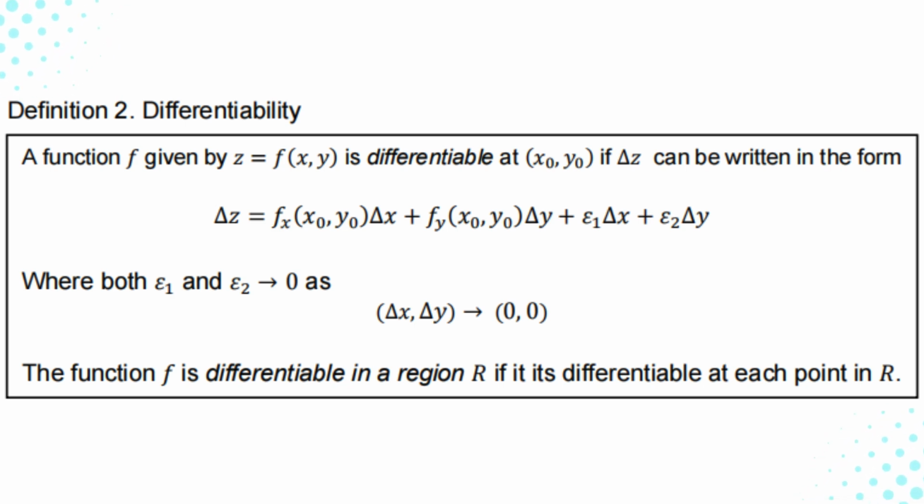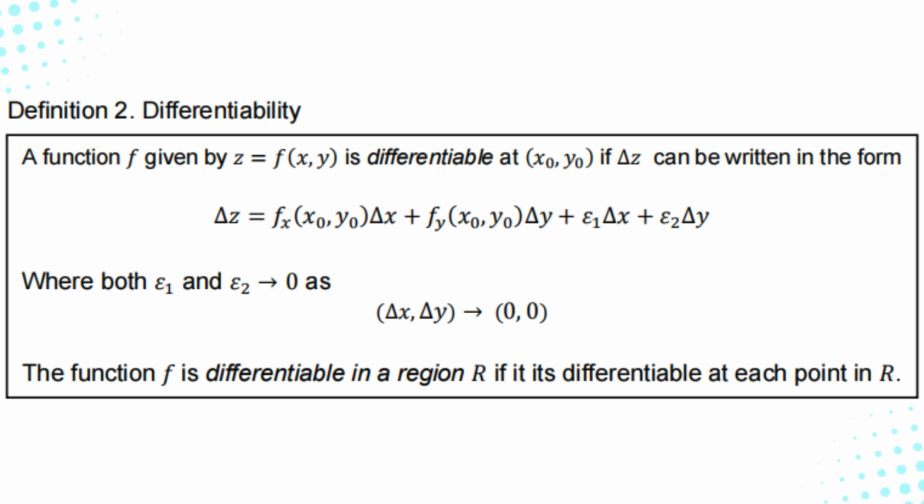Here we have the formal definition of differentiability for a function z equals f of x and y. It tells us exactly what it means for a function to be differentiable at a point. Differentiability means the actual change in z, called delta z, can be broken into two parts. First, a linear part, like the total differential dz. Second, a vanishing error part that goes to zero as changes get small.